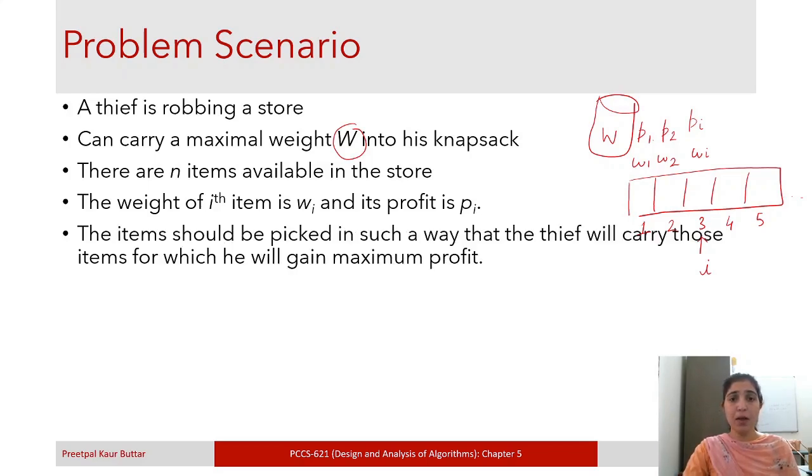So the thief wants the items to be picked in such a way that he carries only those items for which he gets the maximum profit. He wants to select the items because he has a limit. He can put only up to capital W weight in his knapsack. So he has to pick only those items which give him maximum profit, and he can put the maximum number of items into the knapsack.